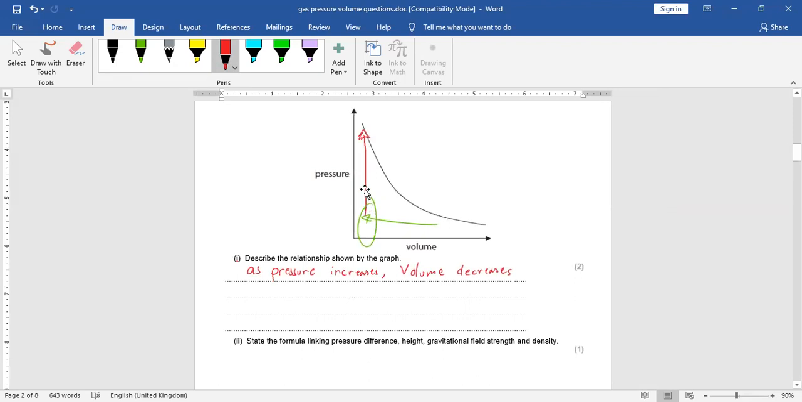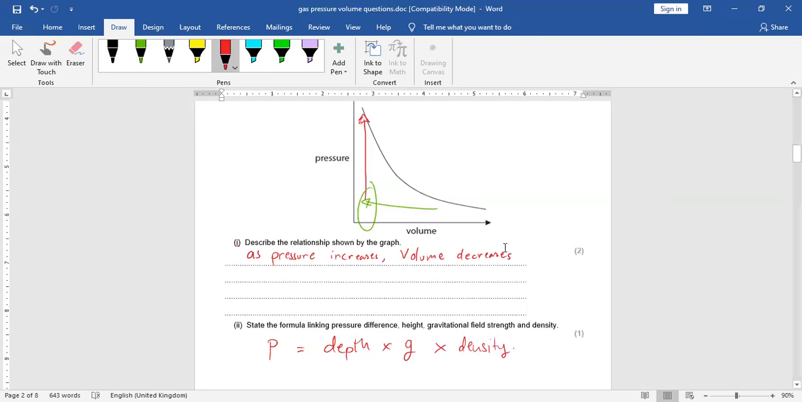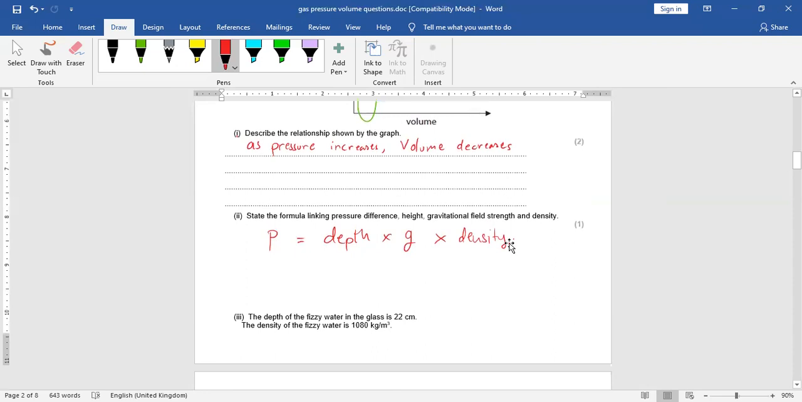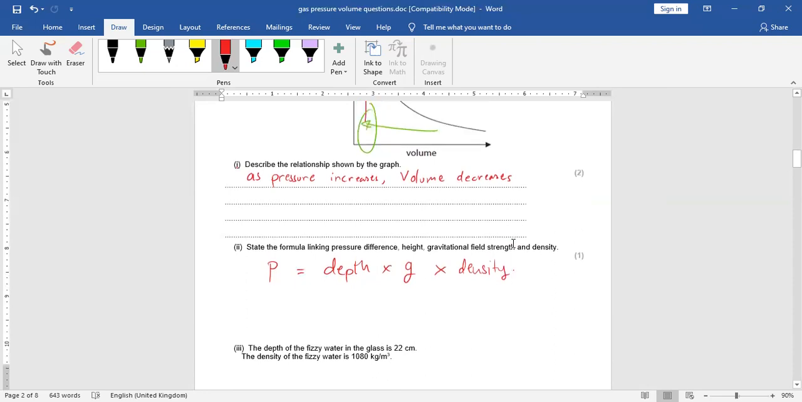Now the second one, state the formula linking pressure difference, height, and gravitational field strength and density. So the formula linking three of them is the pressure equals depth multiplied by the gravitational field strength and the density. So with this formula, we can answer the third one, yeah?